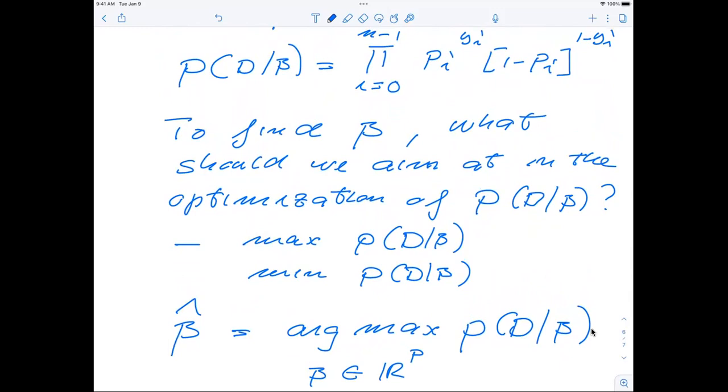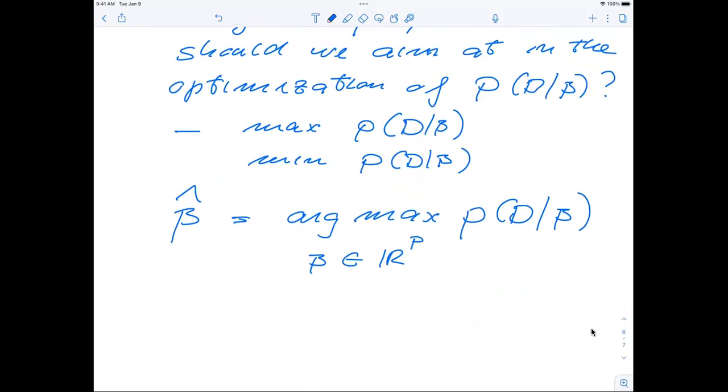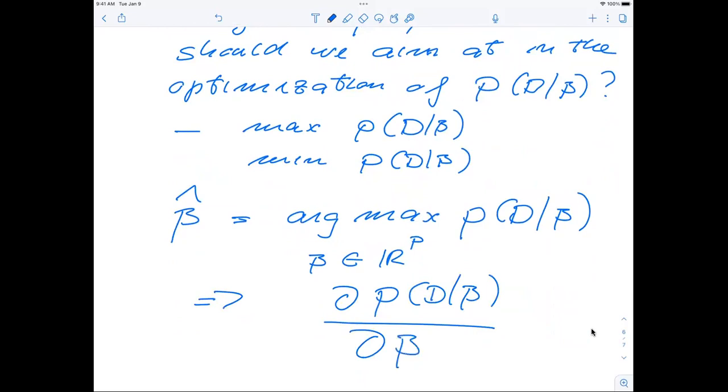Now, if you look at this function here, since we want to optimize, this problem leads to us calculating the derivative of this P of D of beta with respect to beta, and we want that to be 0. Mathematically, that's what we want to do. We want to calculate the gradient.